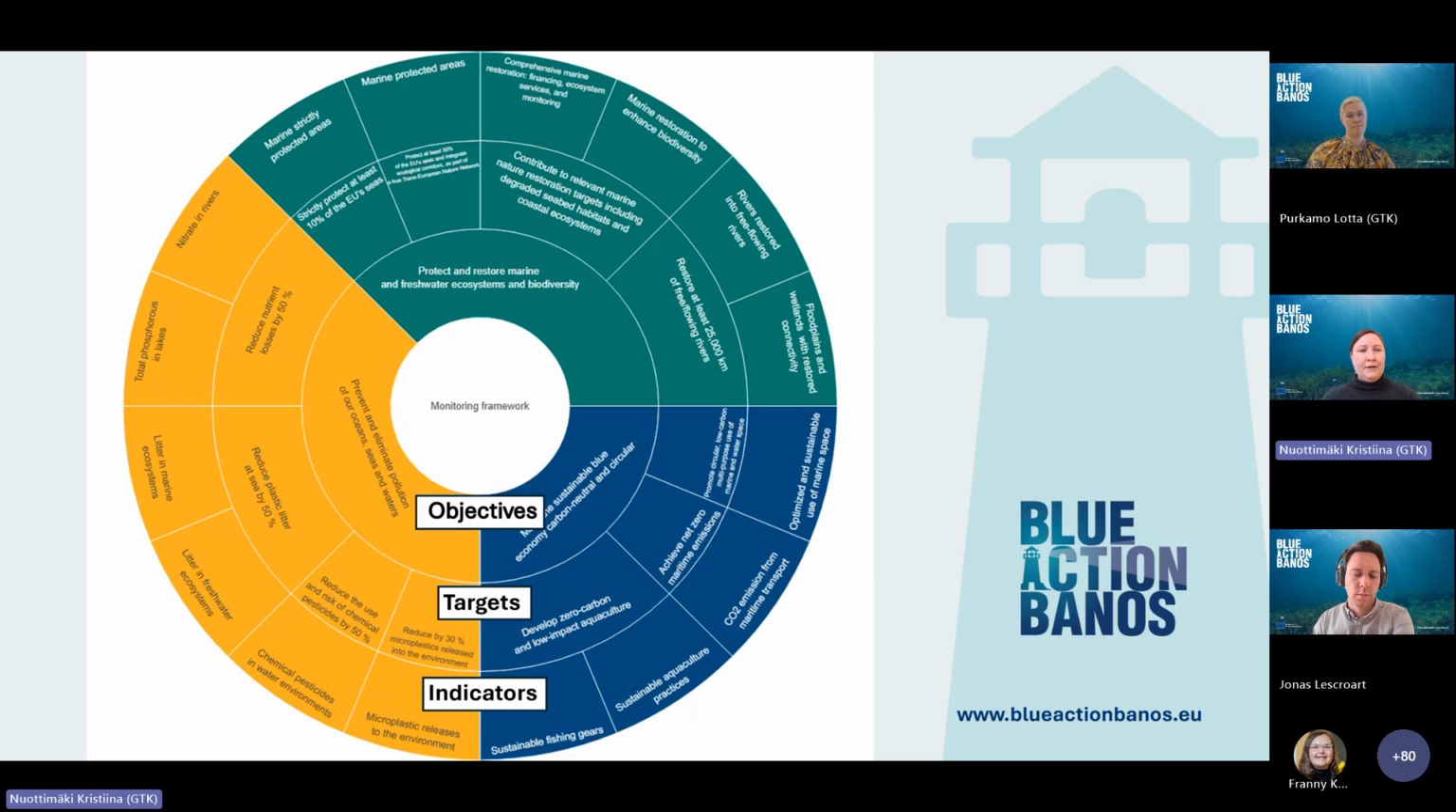And in the Wise Marine page, you can find this donut graph where the objectives are described in the inner circle, and targets are the ones that detail these objectives a little bit more, and you can find them in the central circle. And indicators are found then on the outer circle of the graph. And you can click any of these indicators to find more information about them.